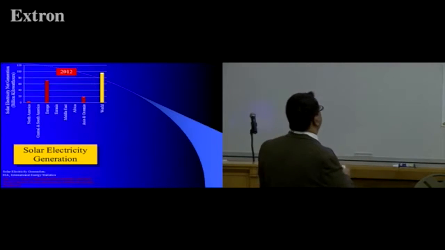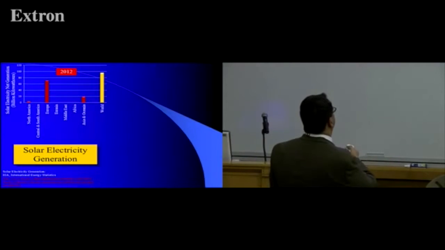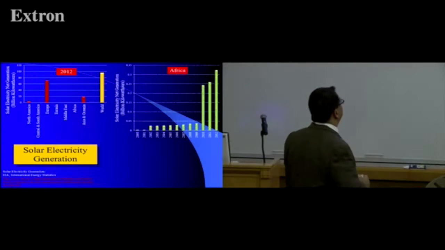Europe, on the other hand, that actually gets less radiation, is doing way better than North America and definitely way better than Africa and the Middle East and so on. So that needs to change. But there's a bright side to that.